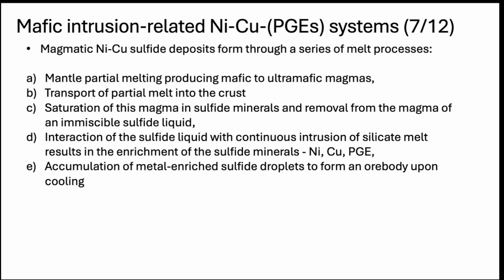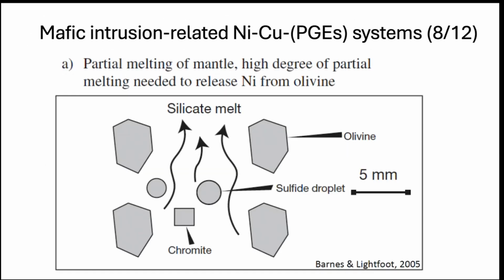And then we need to interact that sulfide liquid with continuous re-injection of more melt in order to upgrade those sulfide minerals in the nickel, copper, and PGE minerals. I'm not going to go into it, but for those that are interested, that's called the R factor. The R factor is simply the ratio of how much melt went through the system divided by how much sulfide melt there is, and the R factors can be in hundreds to thousands. So we need lots of silicate liquid to produce a significant deposit of sulfide liquid. And then finally, we need to accumulate our metal-rich sulfide droplets to form an ore body. So we can go through that graphically.